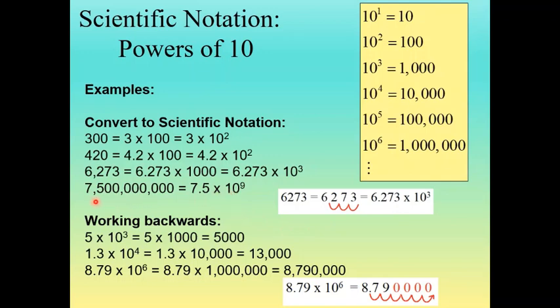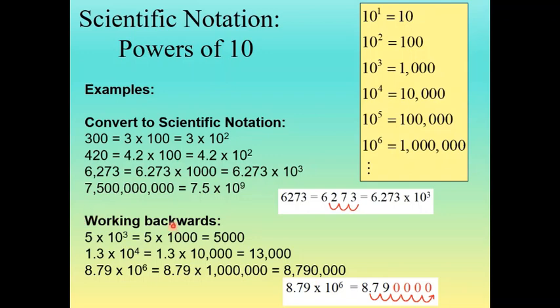So in this one here, we're going to put the decimal point after the 7, and we have to now count how many places to go all the way to the end. So we count 1, 2, 3, 4, 5, 6, 7, 8, 9, and that's how I get 10 to the 9th power. Now we can of course work backwards.